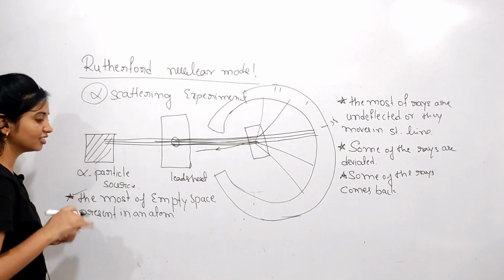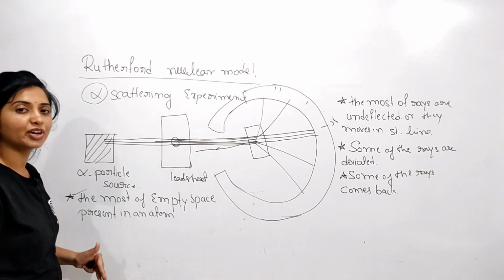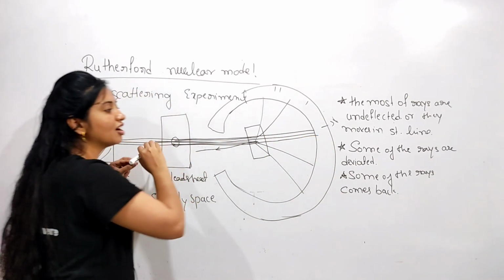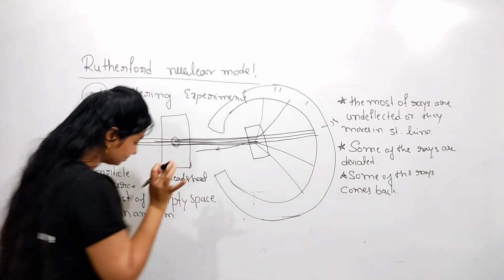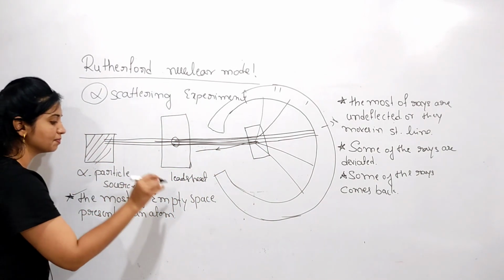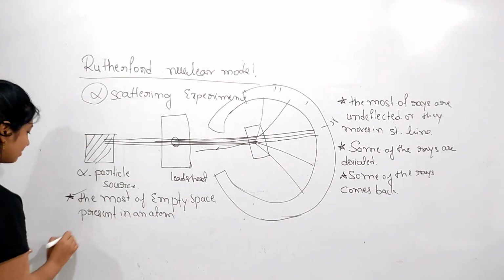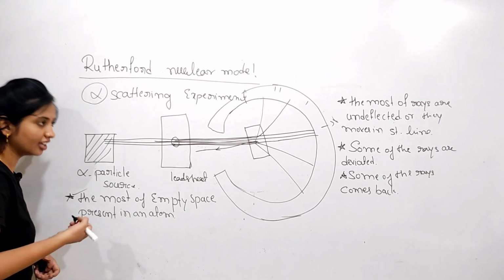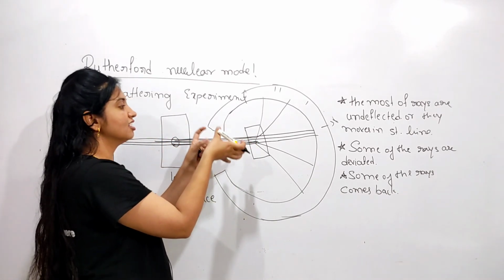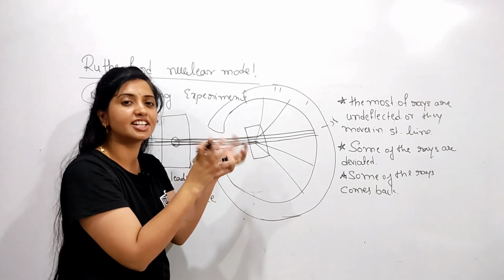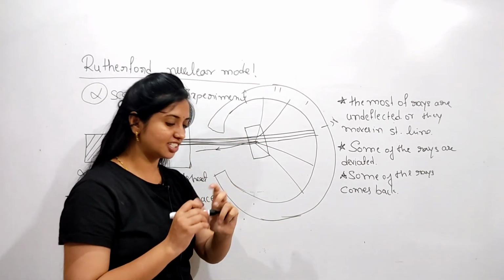Why did he expect most of the space in an atom to be empty? Because most of the rays go without deviating and are undeflected. They move straight. That's why he concluded that most of the space in an atom is empty. And next, some of the rays are deflected and deviated. So he thought there is a certain mass concentrated in some region in an atom, and it is positively charged in nature.